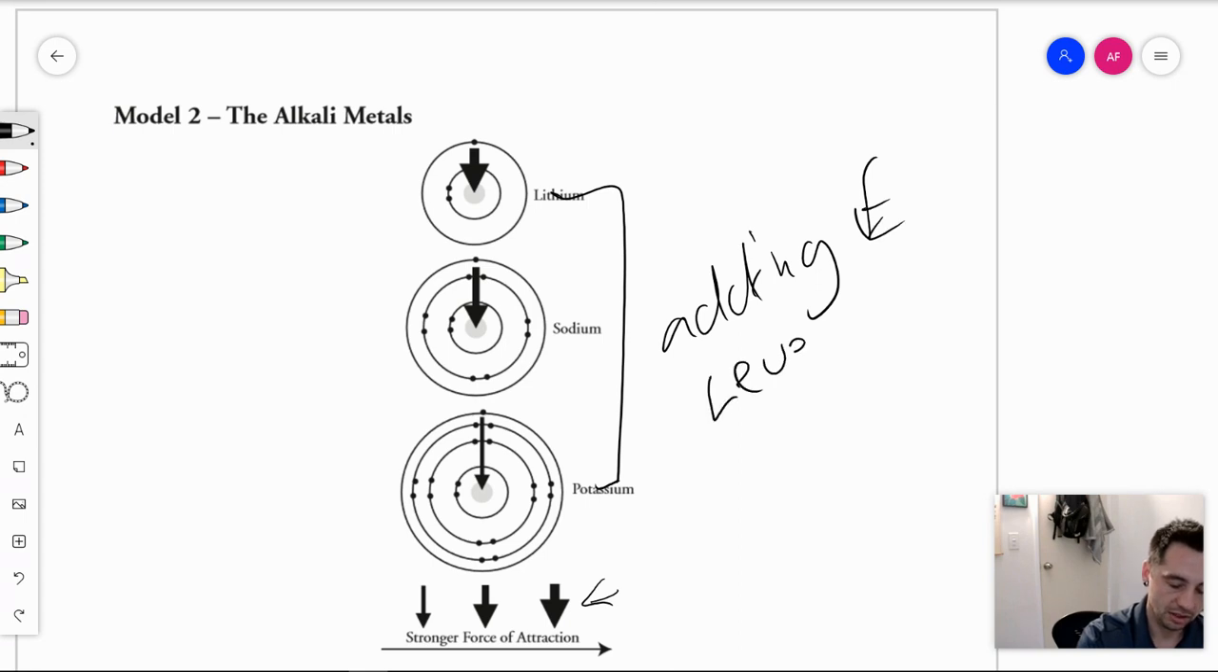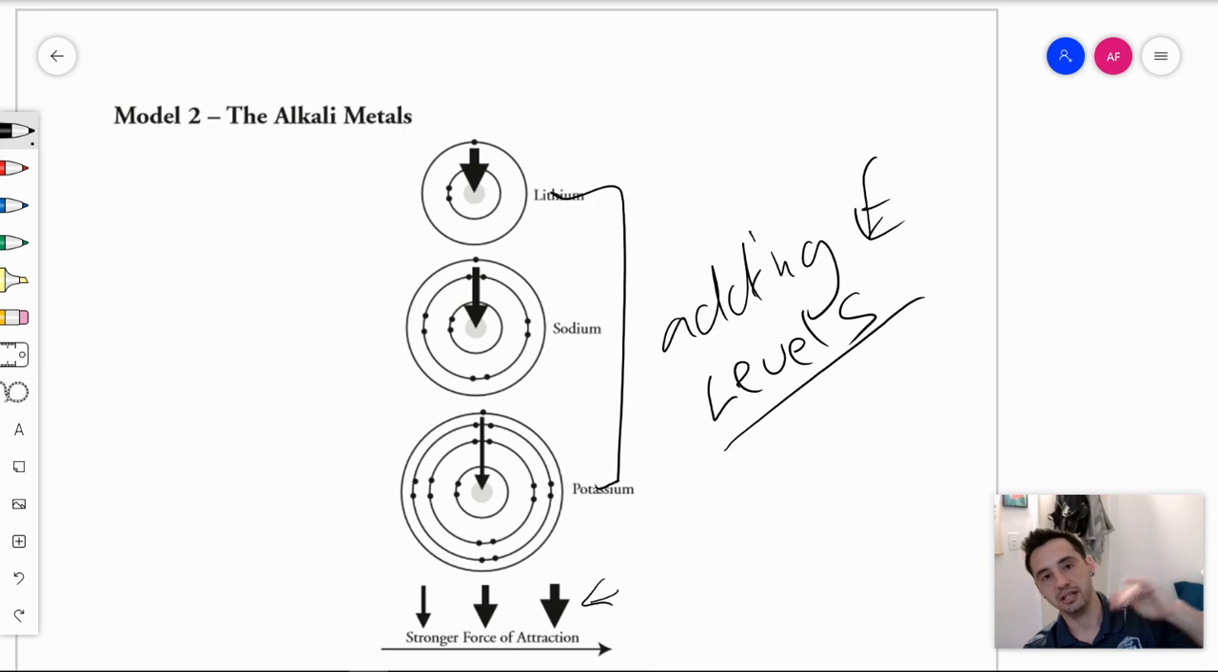If you recall, Niels Bohr said that atoms have electrons that are in specific energy levels. As you move down the periodic table, you're increasing the number of energy levels. Everything in the first period has 1, then the second is 2, then 3, then 4, then 5, and so on and so forth. So as you go down the columns and increase the period number, you're increasing the number of energy levels.